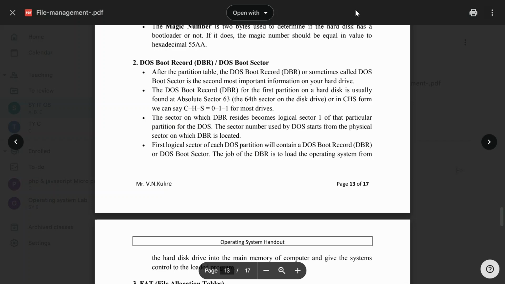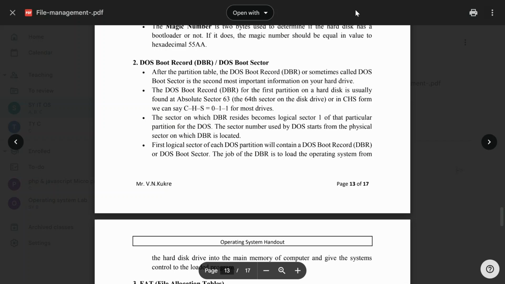We can say CHS equals 0, 1, 1 for most drives. So these are the values we are going to refer to for CHS, that is 0, 1, 1. The sector on which the DBR resides becomes logical sector 1. Whenever we store this DBR, it is logically sector 1 of that particular partition for DOS.